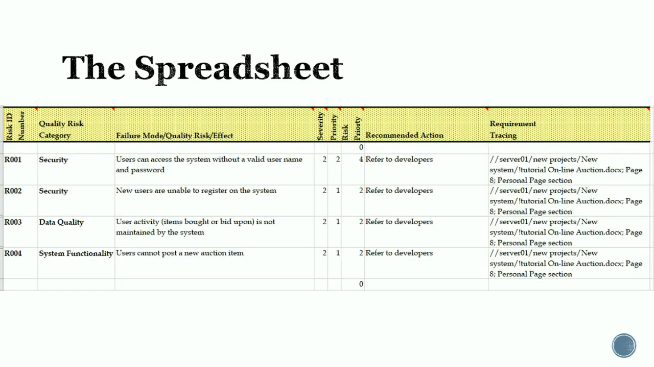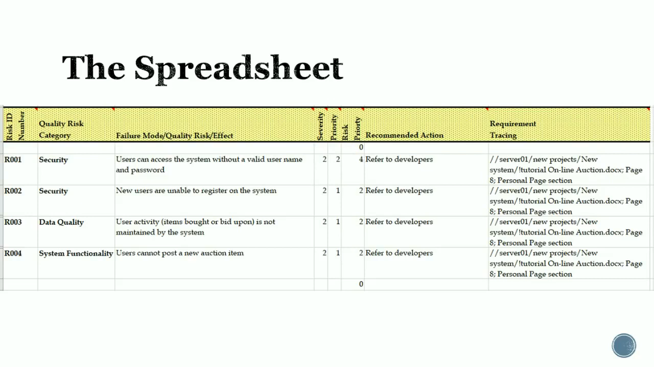Data quality for the user's items not being built. These are things that are not being saved. This is data that's not being saved. So again, a 2 and a 1. A 1 because if you can't save the data, then you can't carry on doing other tests. You can't reference back and track back to do other functionality related to things that were supposed to have been saved. And the last one, users cannot post a new auction item, is system functionality.